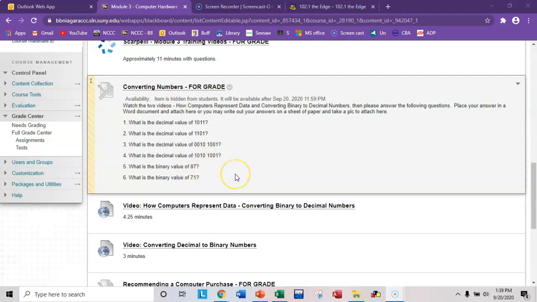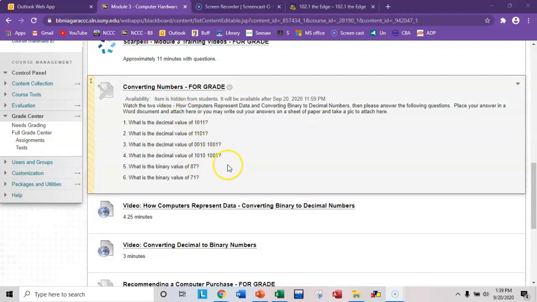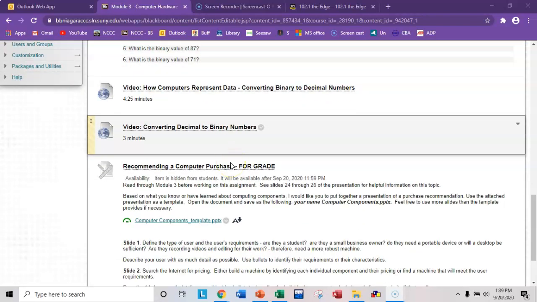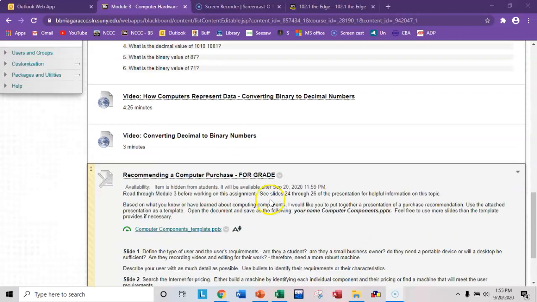Information on how to do that is in your book, but I've also created these two videos, so I would recommend watching these videos first. The first one is 4 minutes and 25 seconds, the next one's 3 minutes, and it does explain how to do that. And then the last assignment here is on recommending a computer purchase, and this is also for a grade. I will provide a separate video explaining this assignment, but that's it for this module.